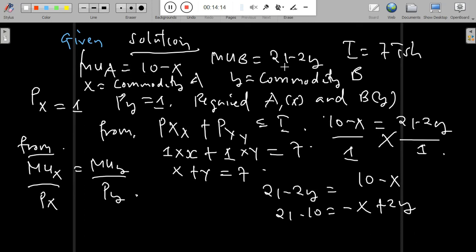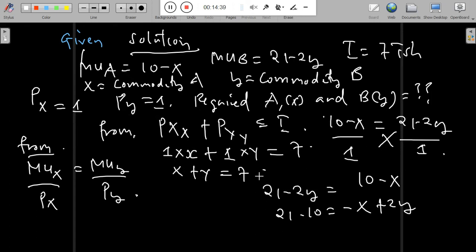Solution. Since we are provided with the marginal utility of A, which is equal to 10 minus x, and we have the marginal utility of B, which is equal to 21 minus 2y, and the total income that the person wishes to spend is 7 Tanzania shillings. So price of x is equal to 1, price of y is equal to 1. Now we require to solve out the consumption bundle for A and B, that is x and y.